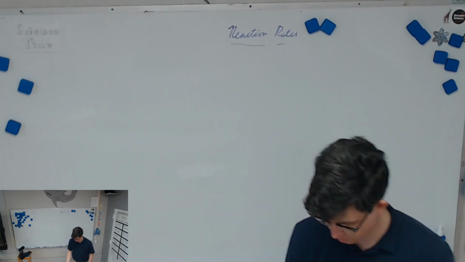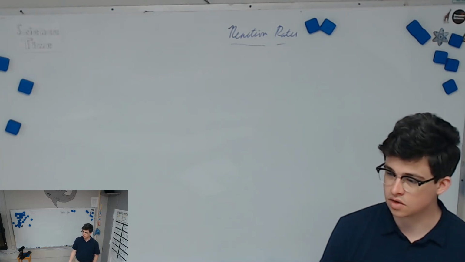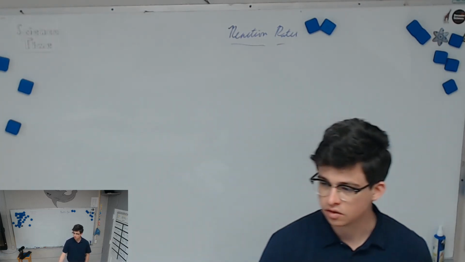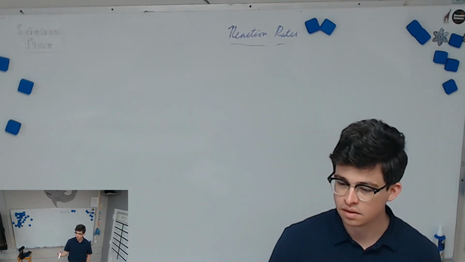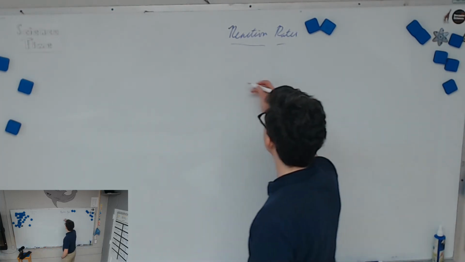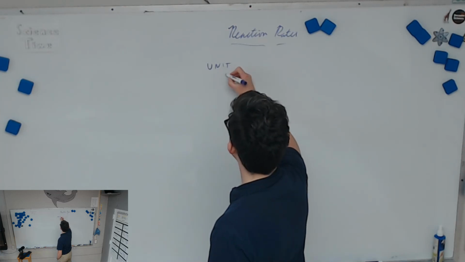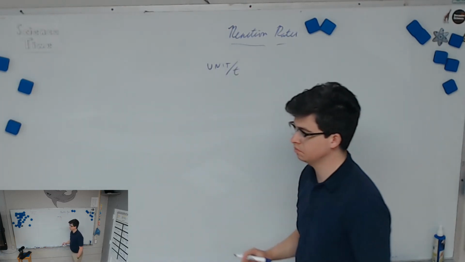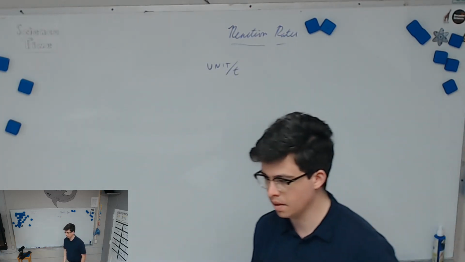How fast something happens. You might at your job have an hourly rate, right? That would be how much money per hour. Rates always have a per. So a rate is some unit divided by a time unit. A rate is always that.